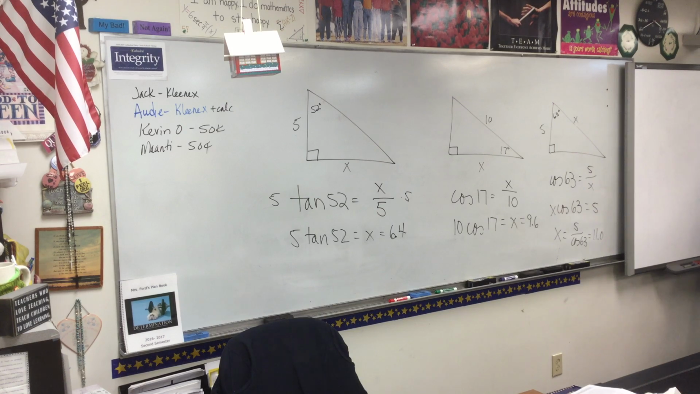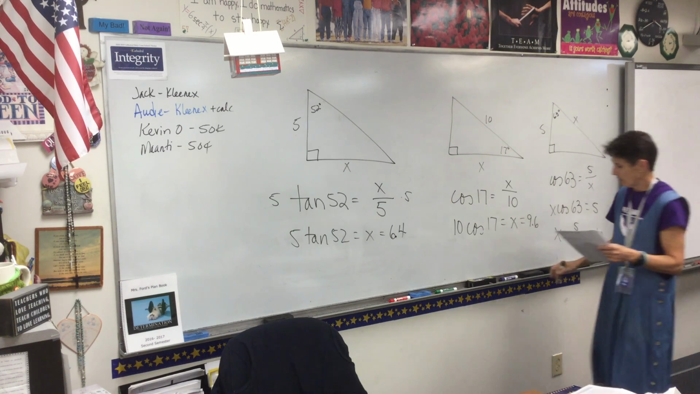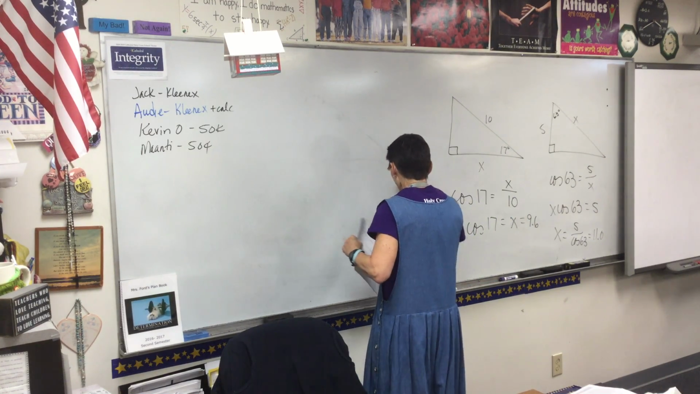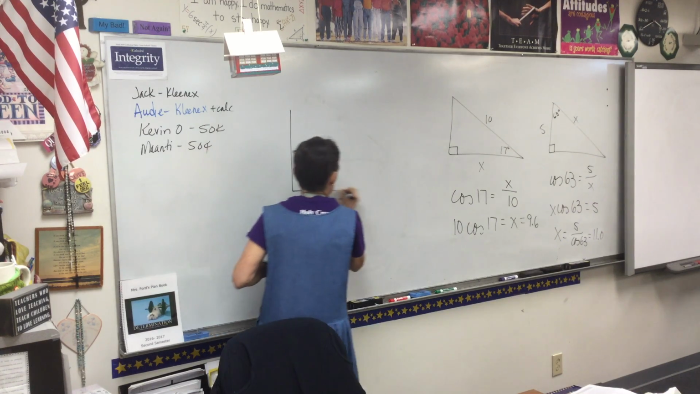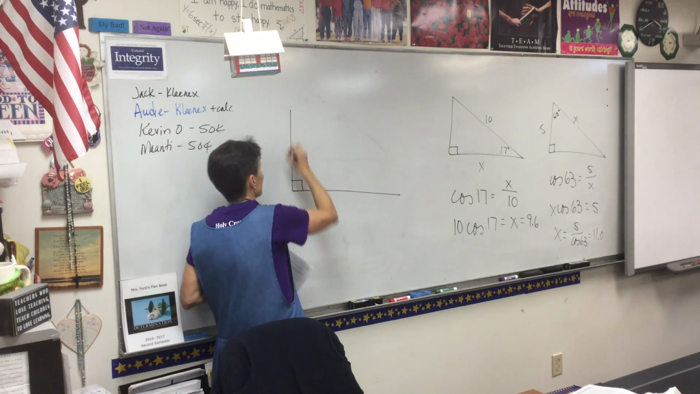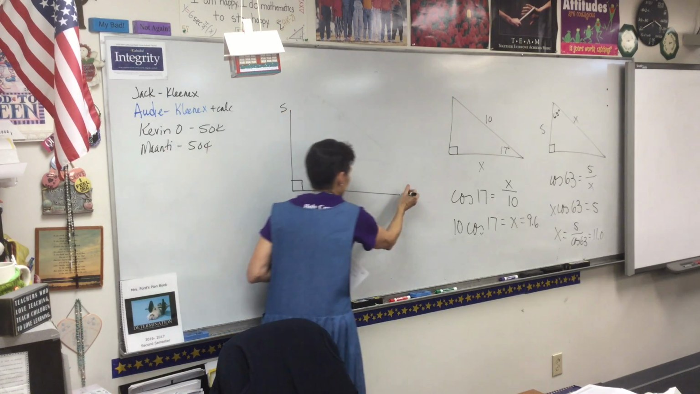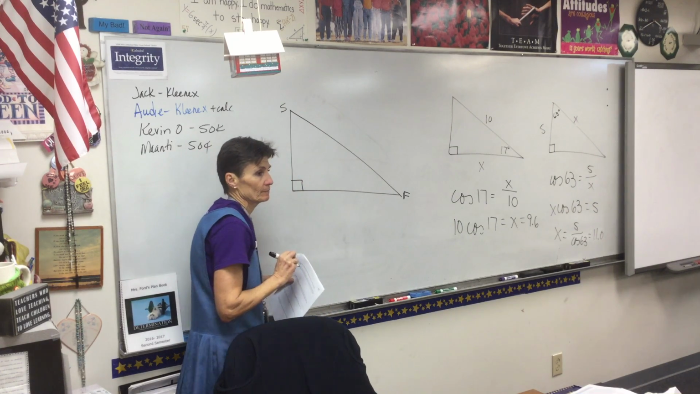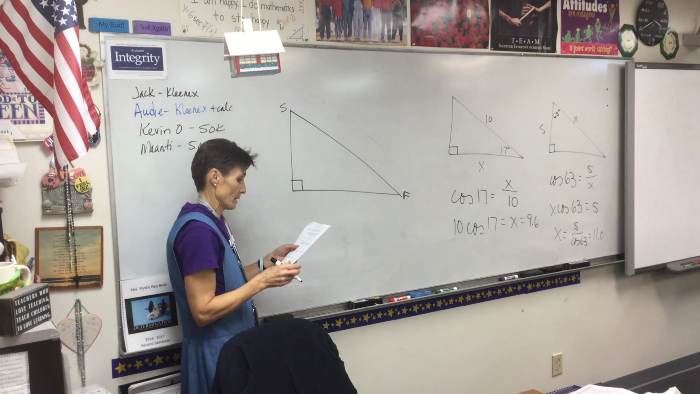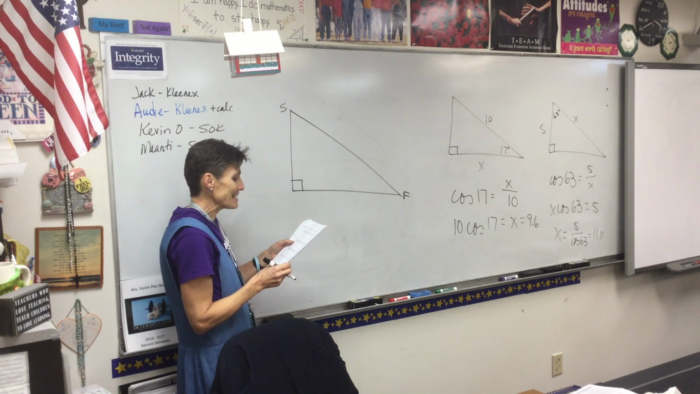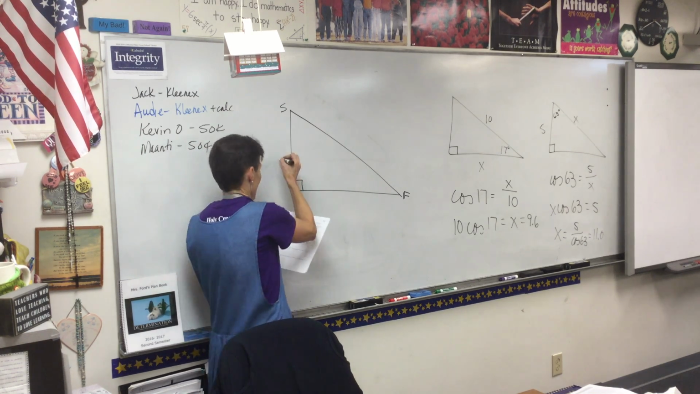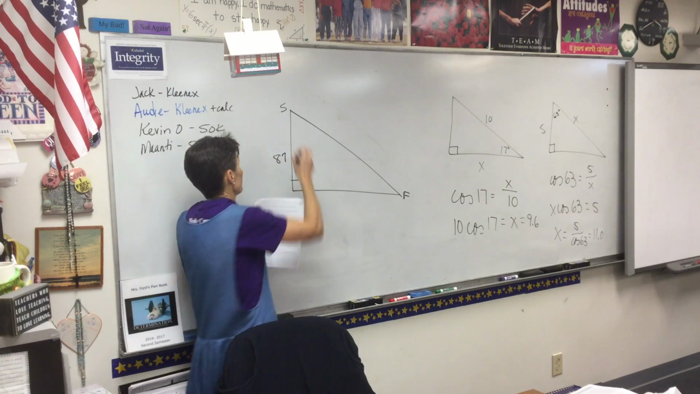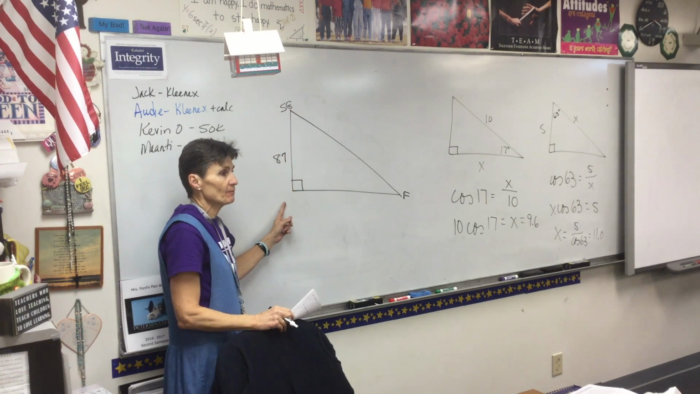All right, let's look at letter B. A seagull on the top of a lighthouse spots a fish. Kids, you need to be able to draw the picture. Here's the seagull, here's the fish. The seagull is looking down at the fish. The gull is 87 feet above sea level. So the seagull, this is the seagull up here, and he is 87 feet in the air.